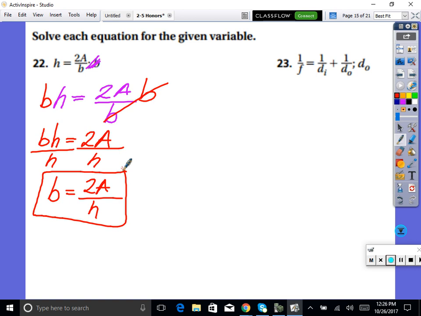Okay, so this one's saying solve for D naught. So this is DI, this is D naught. So I'm going to kind of scribble that out, so I can just look at this freshly. Any suggestions? There's so many ways to tackle this one.